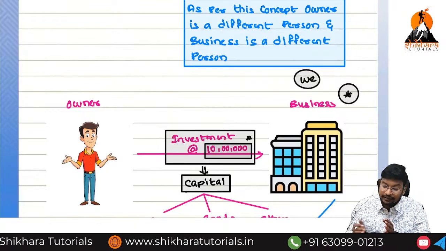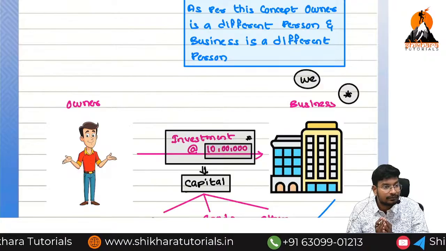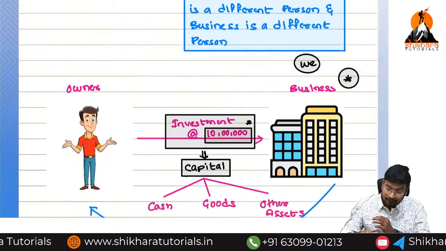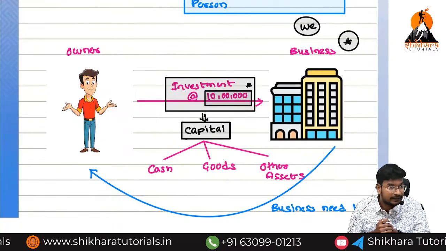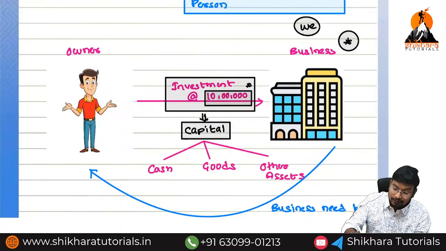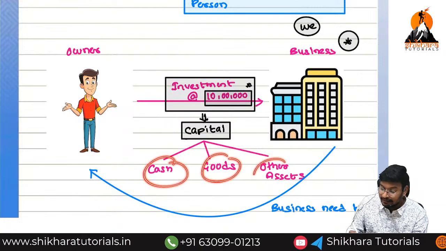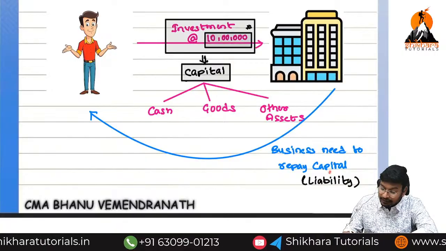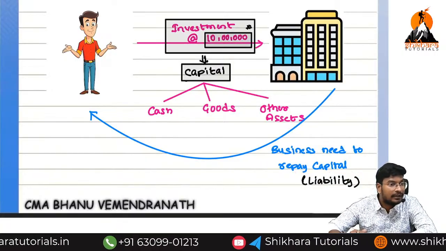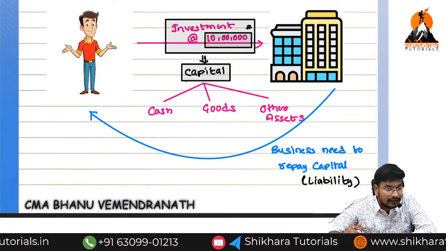For that we need to think always from whose point of view? The business point of view. So anything the owner gives is called capital. The owner can give cash, goods or any other assets. Okay? So capital we need to repay, so capital is called a liability.